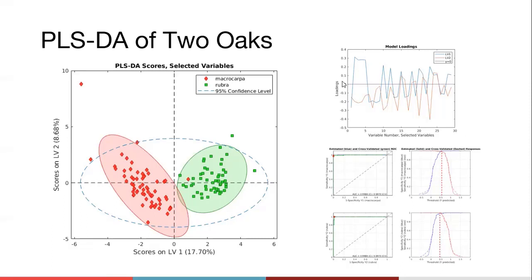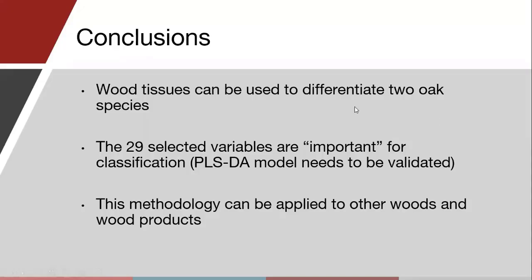I'd just like to point out the loadings plot associated with this PLSDA, and you'll note that regardless of which latent variable you pick, all of these variables, all 29, are somehow important for this model. So they are very informative in terms of classifying between both types of oaks. That's a very good sign. So, in conclusion, these wood tissues can be used to differentiate between the 2 oak species.